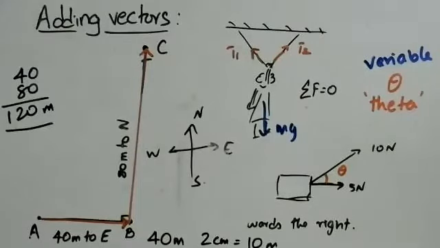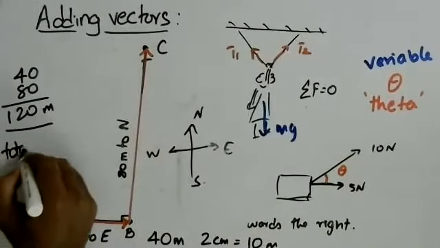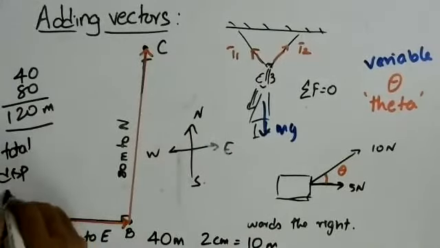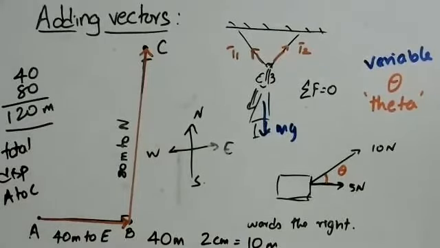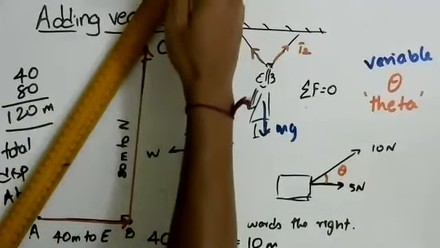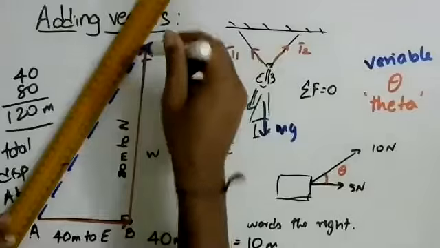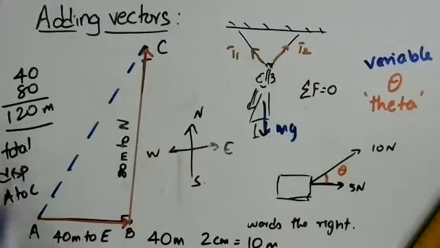Northeast. Yeah. That also you have to add, no sir? Wait. If I ask the total displacement from A to C, I'm not asking how many meters did you walk. I'm saying from A, how far are you at the moment, which is this distance. You get it? Do you think that is going to be 120 meters?